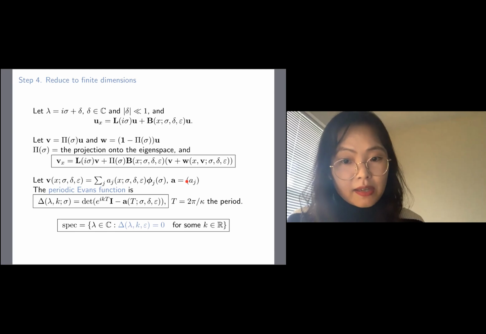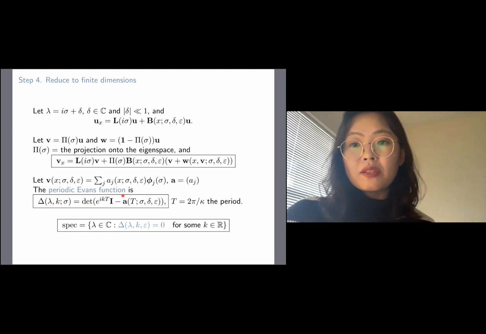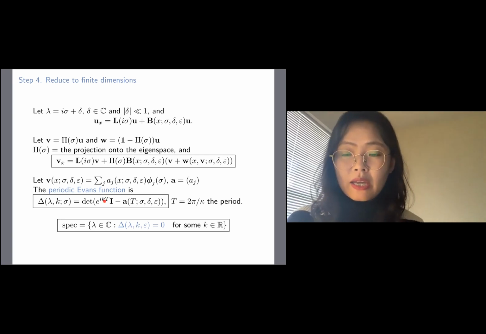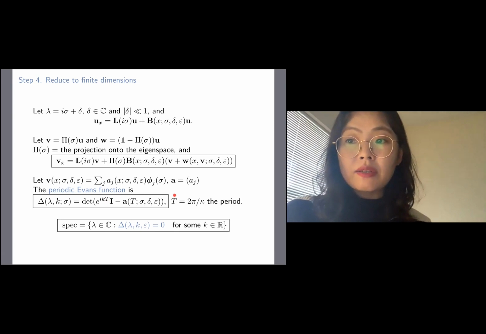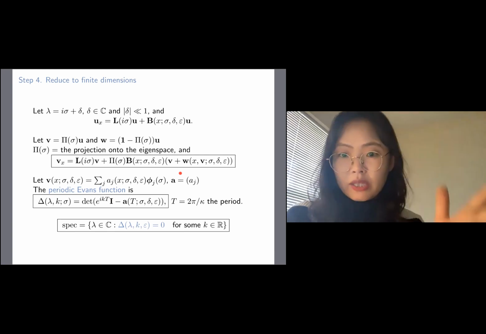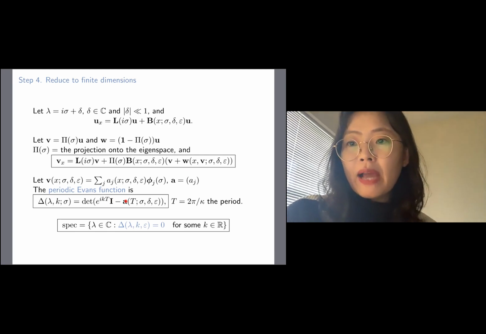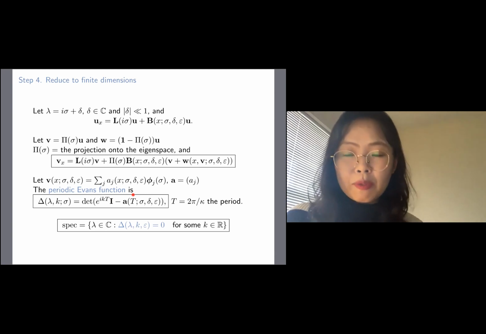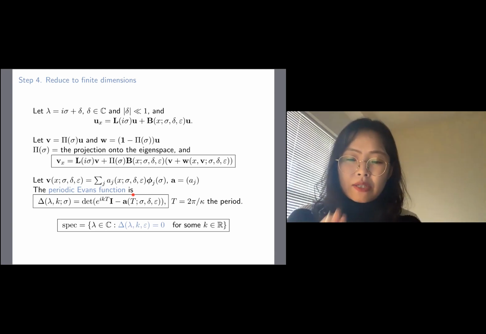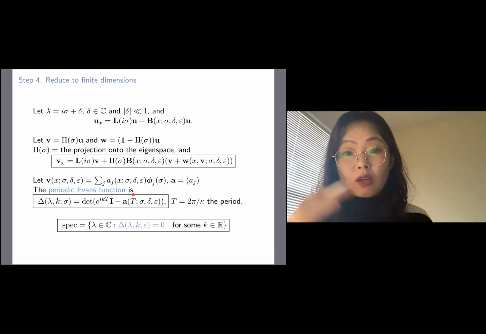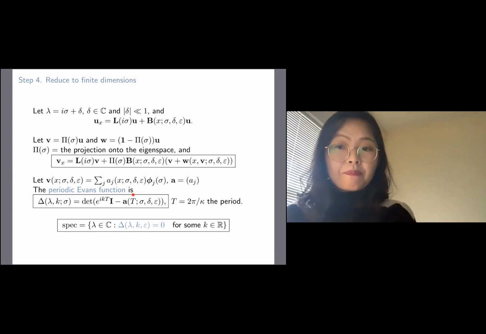It is a standard exercise to define the periodic Evans function as a determinant of the Floquet multiplier, which is a pure complex exponential of the Floquet exponent k, evaluated after one period T, minus the fundamental solution to that matrix ODE, which I'm not writing down here, evaluated at T. This matrix is often called the monodromy matrix. Roughly speaking, the monodromy matrix measures this: I start at the identity matrix, and after I solve this ODE, after one period, where I am.